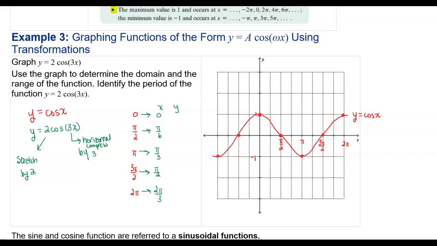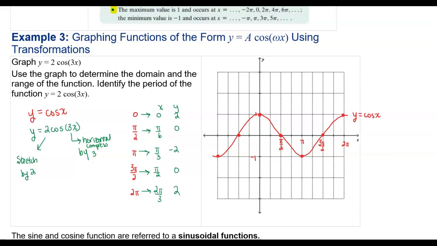So if it was 0, 1, it's now 0, 2. If it was pi over 2, 0, it's now pi over 6, 0. If it was pi negative 1, it's pi negative 2. 3 pi over 2 went to pi over 2, 0. And then 2 pi to 2 pi over 3 is now 2 pi over 3, 2.